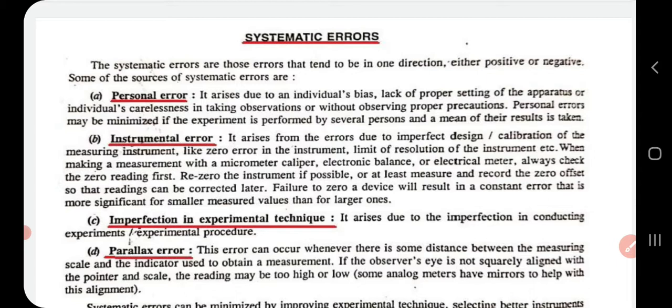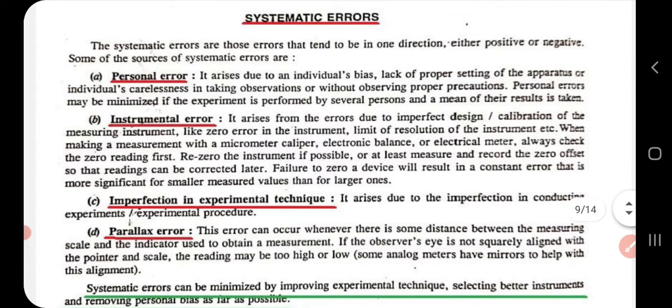Those errors tend to be in one direction. It will be either in a positive or negative direction. One is personal error. As the name suggests, it is the error that arises due to the mistakes of the experimenter. It arises due to an individual's bias, lack of proper setting of apparatus, or individual's carelessness in taking observations, or without observing proper precautions.